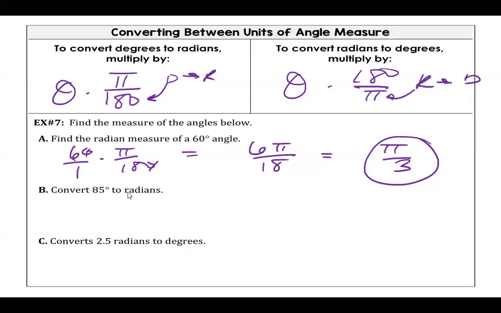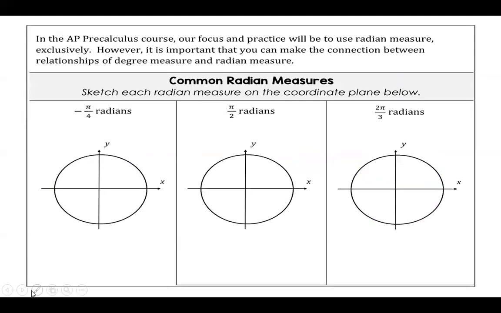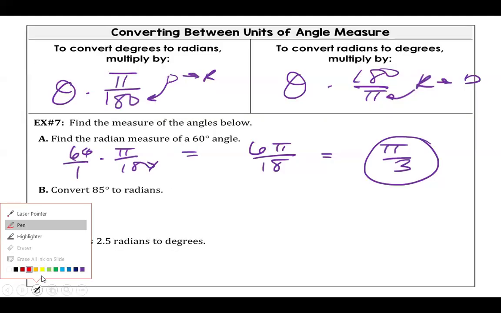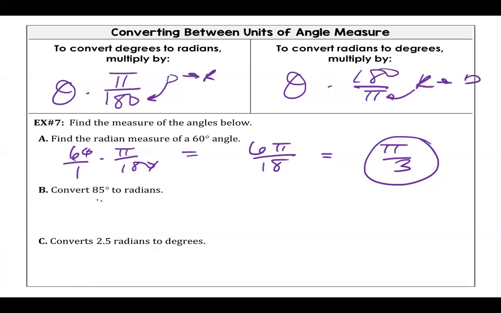Now we're going to do it again. So here we have 85 degrees to radians. Because I'm going from degrees to radians, I'm using pi over 180. So we have 85. And again, I can turn any number into a fraction by putting it over 1. All right, 85 and 180. I'm going to reduce them in parts, slowly but surely. I can reduce them both by 5, correct?